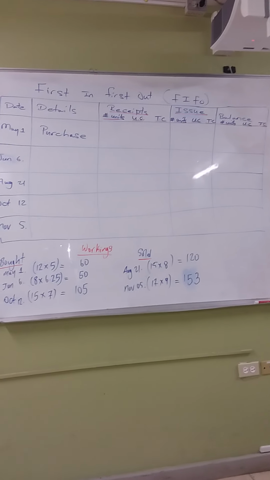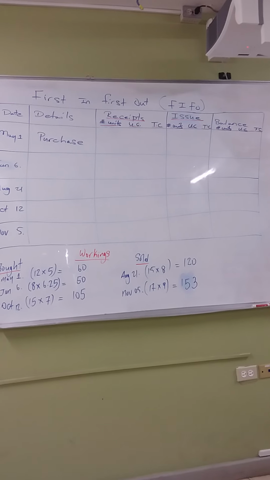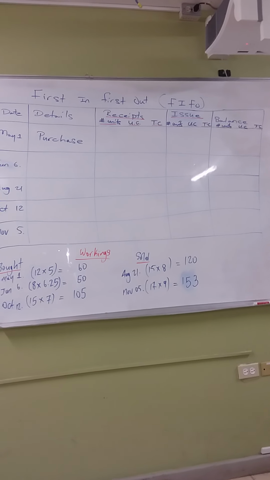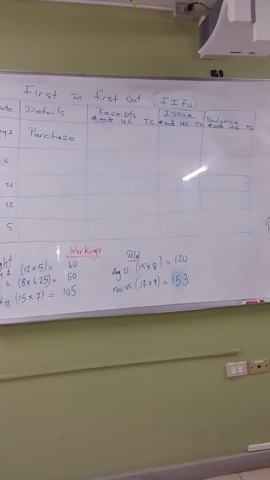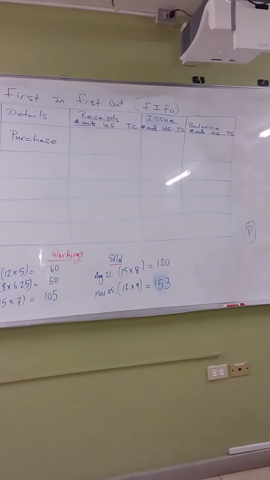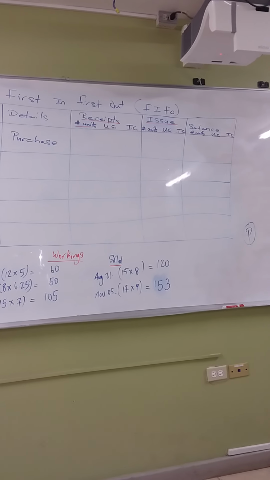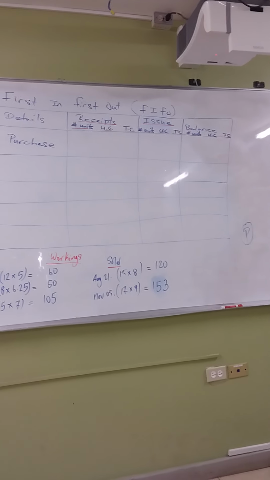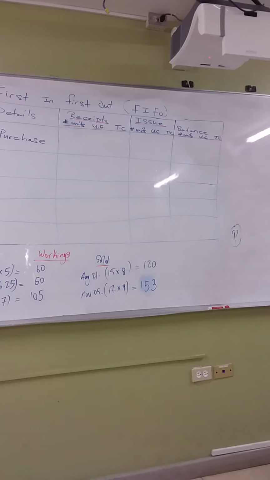But let us go back to the receipt column. The first thing you would enter is the number of units, making reference to the number of units that you bought. In the middle you're seeing UC, meaning the unit price, and at the end you're seeing TC, meaning the total cost. So the number of units multiplied by your unit cost gives you your total cost.